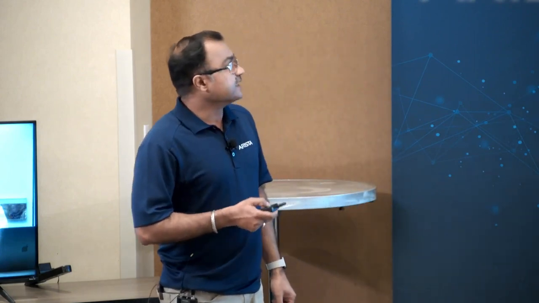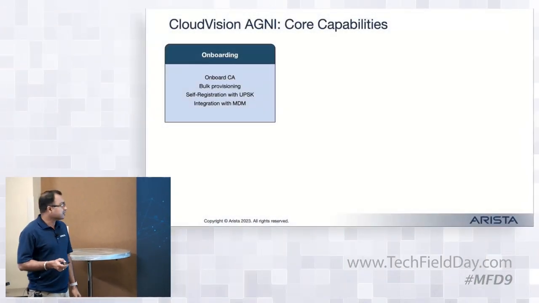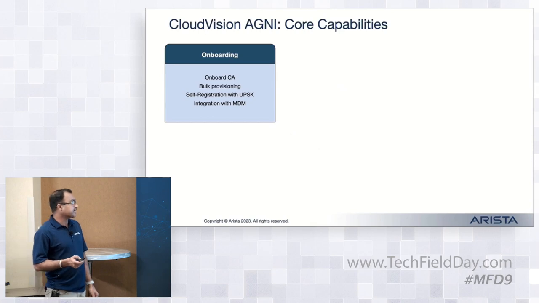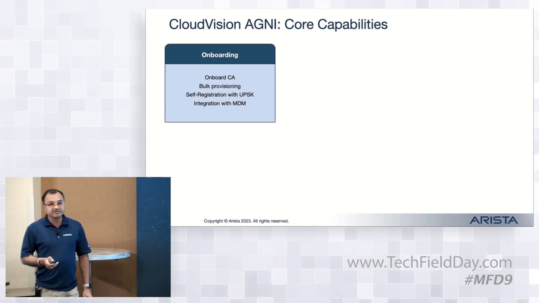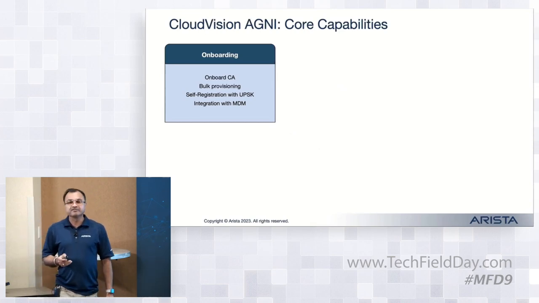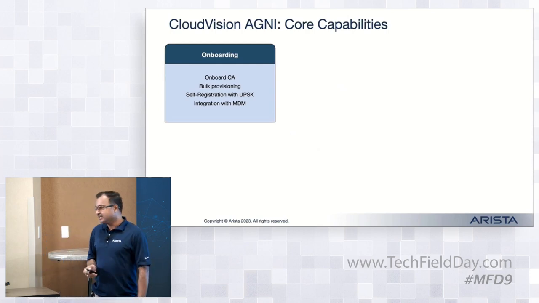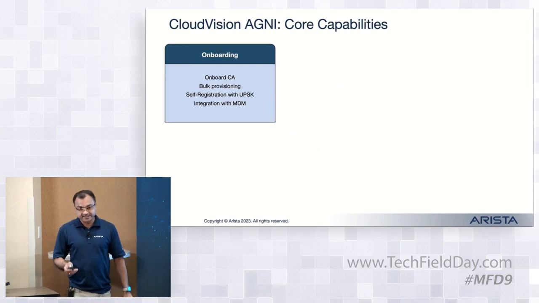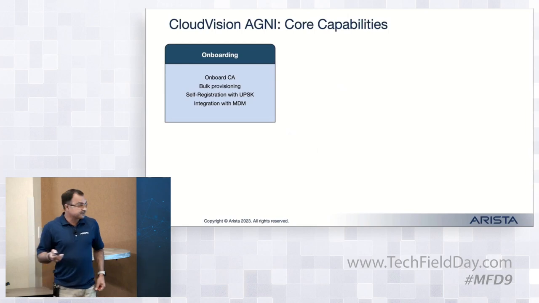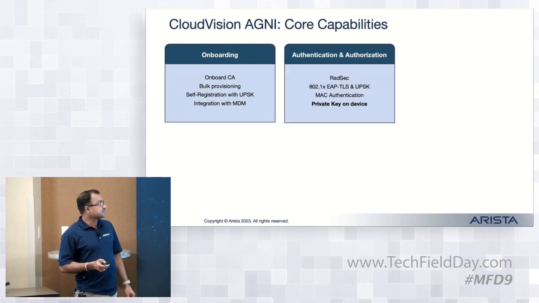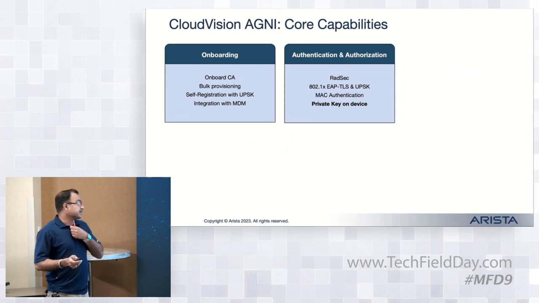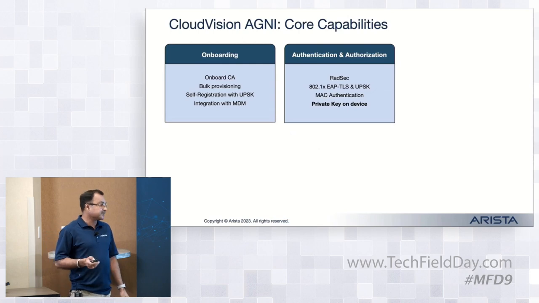In terms of core capabilities, a typical capability of a AAA solution is also onboarding. We have our own PKI, and self-registration with UPSK. UPSK is a very powerful, innovative feature from Arista, and my colleague Suparna, who heads solutions management, is going to talk about a deep dive into UPSK. There are several integrations with the MDM, basic AAA capabilities, RadSec, EAP-TLS for 802.1X, MAC bypass authentication, and one more thing.